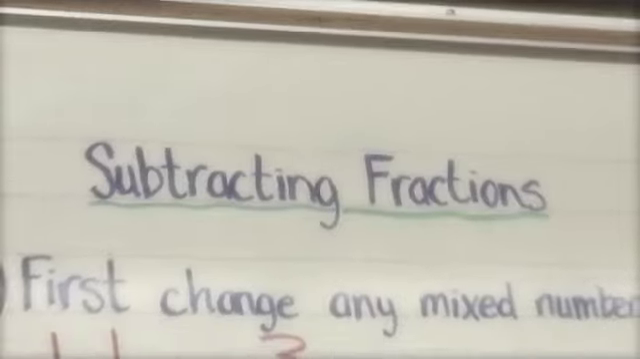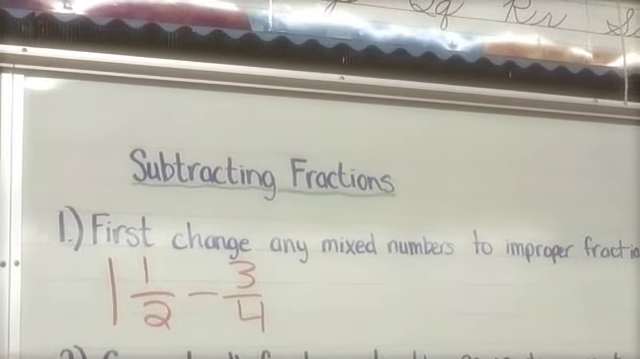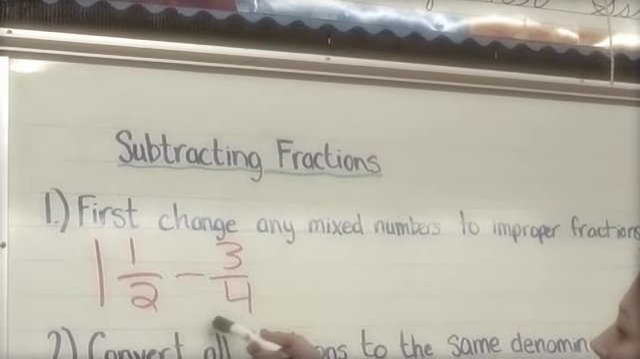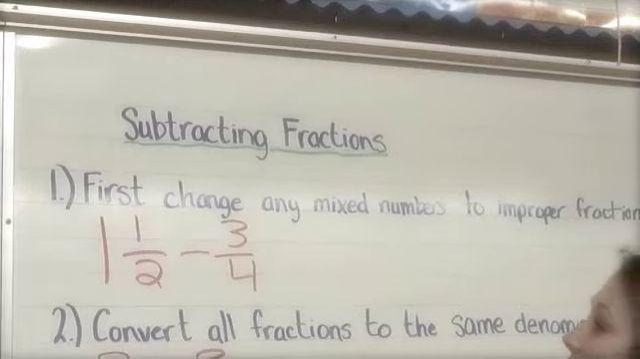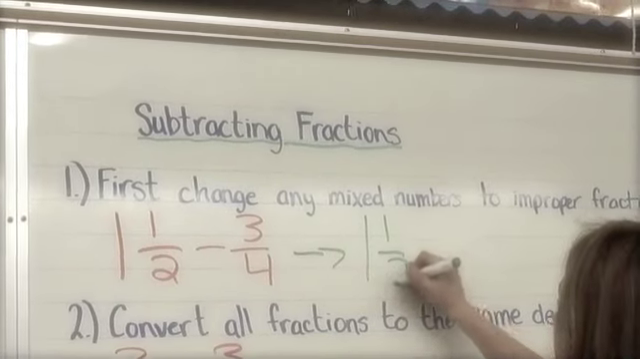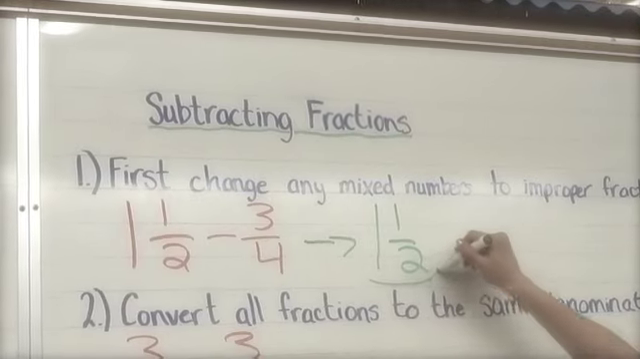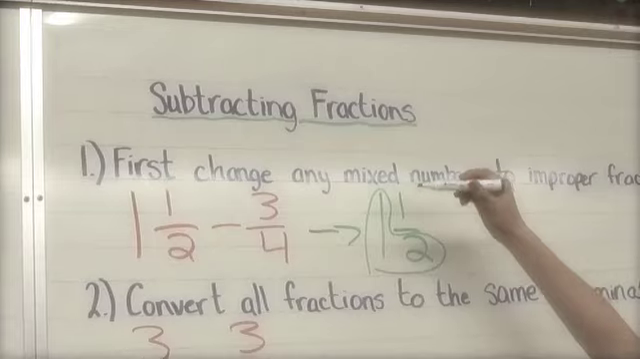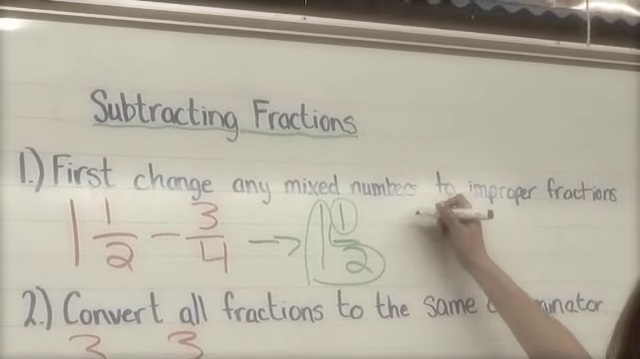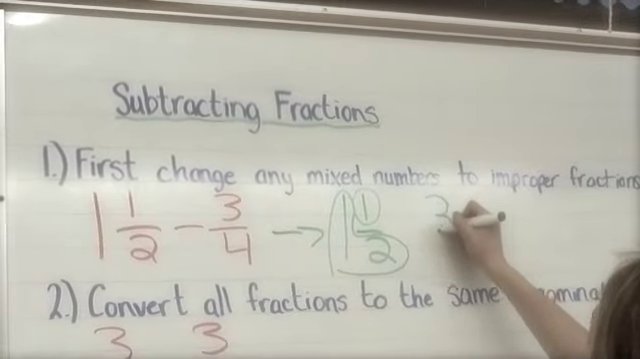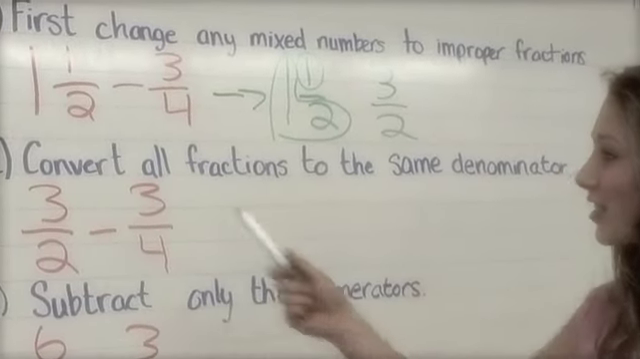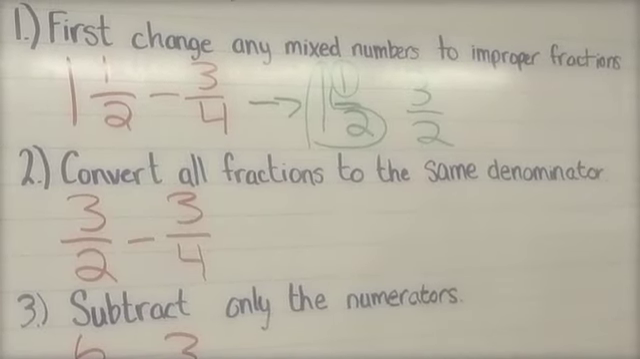Subtracting fractions. The first step of subtracting fractions is changing any mixed number to an improper fraction. Our equation here is 1 and 1/2 take away 3/4. This is a mixed number, so we have to change it to an improper fraction. We do that by multiplying the denominator by the whole number. 2 times 1 is 2, and then you add the numerator, which equals 3 over 2.